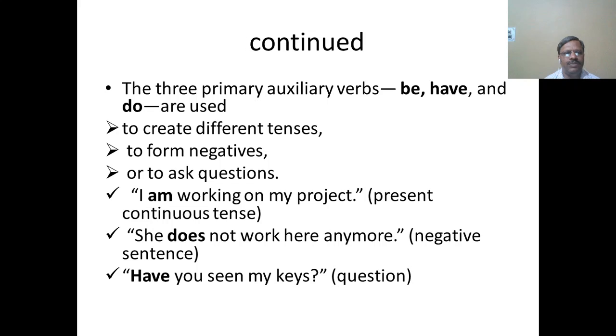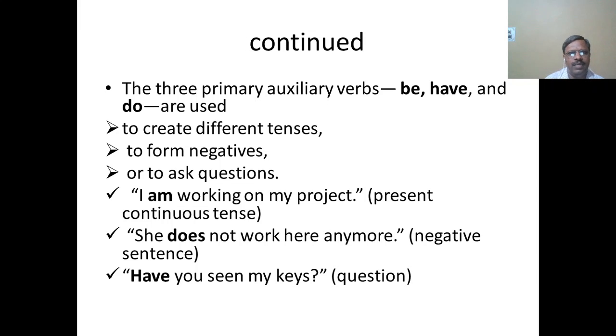They are also used to form the negative sentences. That also we discussed in the last class. The sentences with negative words like not, no, never, and so many other negative words are also there, which we learn in the following sessions. So the primary auxiliaries are used to form the negative sentences, or we use them to ask questions.